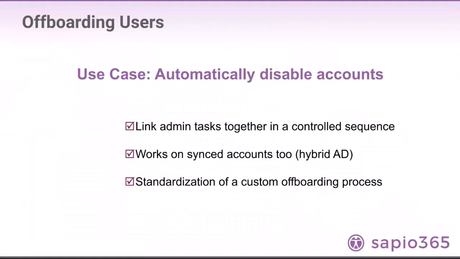Thanks, Sonia. We'll move to our last use case here. A use case about automatically disabling accounts. This is one of the things we've already built into Sapio for you. When you offboard a user, there's a lot of things to think about. Of course, you want to block their access, but do you need to forward their email? Do you need to give someone else access to the mailbox? And perhaps more importantly, don't you want to recover those licenses? So in this last use case, Sonia will show us how to easily automate all of those tasks. Sonia?